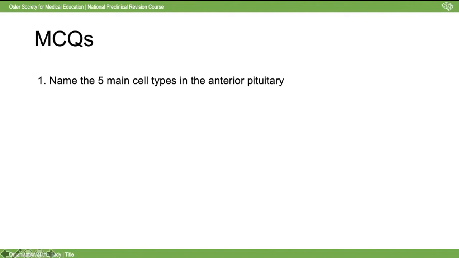Okay, so I thought I would do some multiple choice questions as well. We've got 10 minutes, and because this is being recorded, don't worry about actually saying the answers out loud. Just note them down in your head or something. Okay, so first question. Name the 5 main cell types in the anterior pituitary. I'll give you a few seconds to do that.